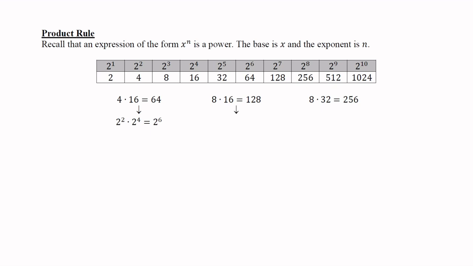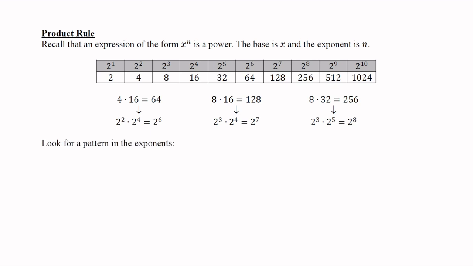We can do that with the second one as well. 2 to the 3rd times 2 to the 4th equals 2 to the 7th, and 2 to the 3rd times 2 to the 5th equals 2 to the 8th. I just went up to my table here, found which power of 2 goes with each number, and substituted that power of 2 in for the number.